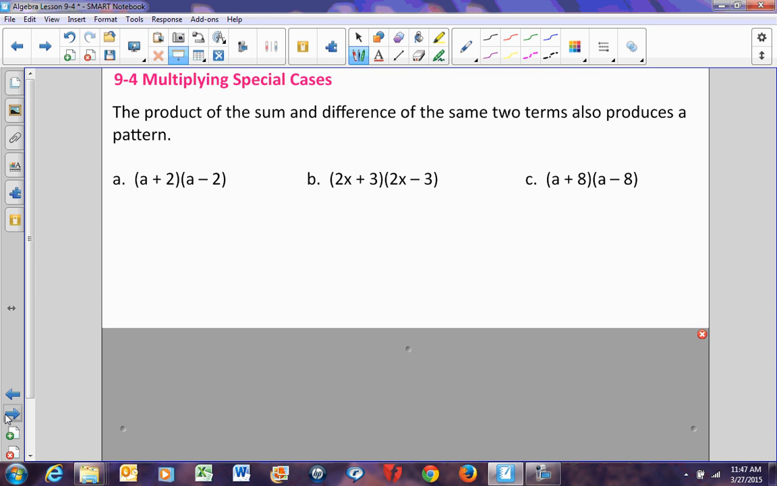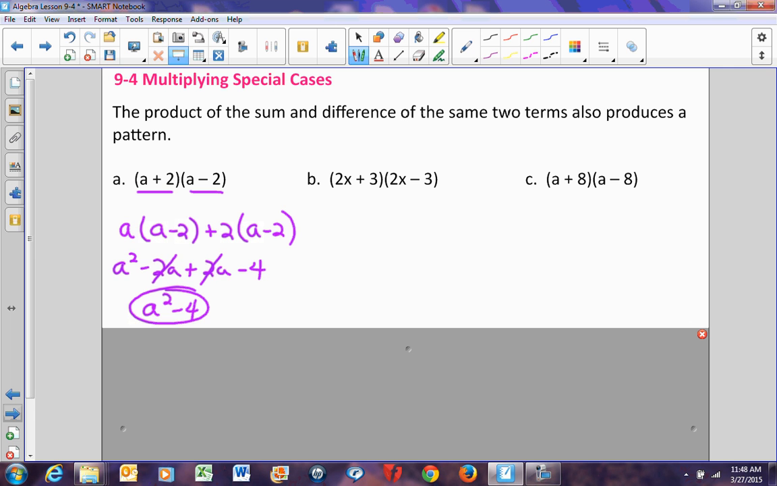Okay, let's take a look at something else. What happens if we have the sum and the difference? And notice before we had a plus 2 times a plus 2. Here we have a plus 2 times a minus 2. Let's distribute and find out what happens. We have a parentheses a minus 2 plus 2 parentheses a minus 2. We will get a squared minus 2a plus 2a minus 4. So we get, oh look, these two cancel out, and one's a plus and one's a minus. A squared minus 4.